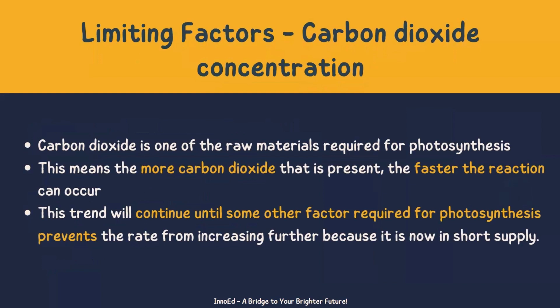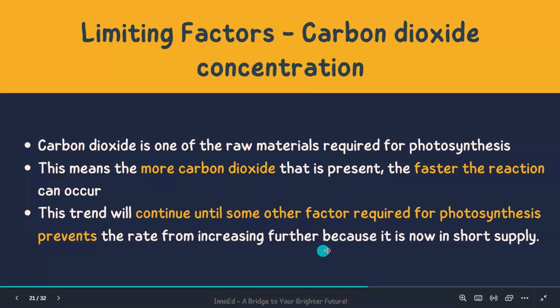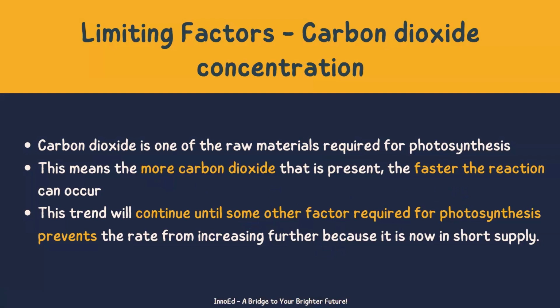Now, the last limiting factor, carbon dioxide concentration. Since carbon dioxide is also one of the raw materials required for photosynthesis, this means that the more carbon dioxide that is present, the faster the reaction can occur. So similarly, this trend will continue until some other factor required for photosynthesis prevents the rate from increasing further because it is now in short supply.